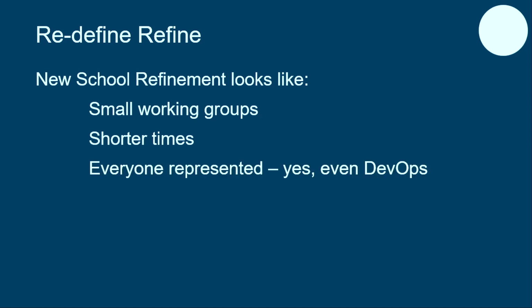And everyone is represented, and yes, even DevOps, because the idea in the refinement sessions is that everyone that has responsibility to do something on this story is present and accounted for. And they're speaking, and the idea behind having a smaller working session is that if you're in a group of 10 or more people in a room, you can check out and people probably won't pay much attention, right?